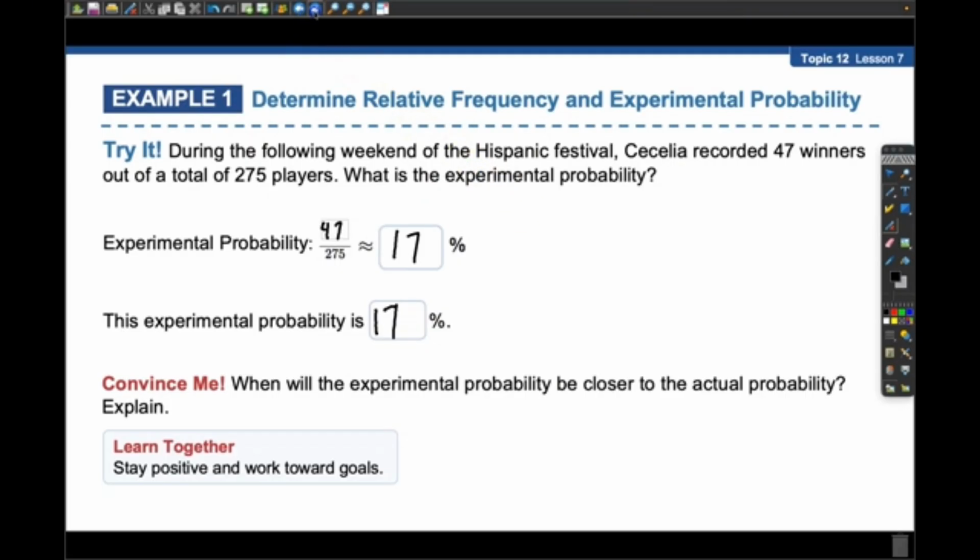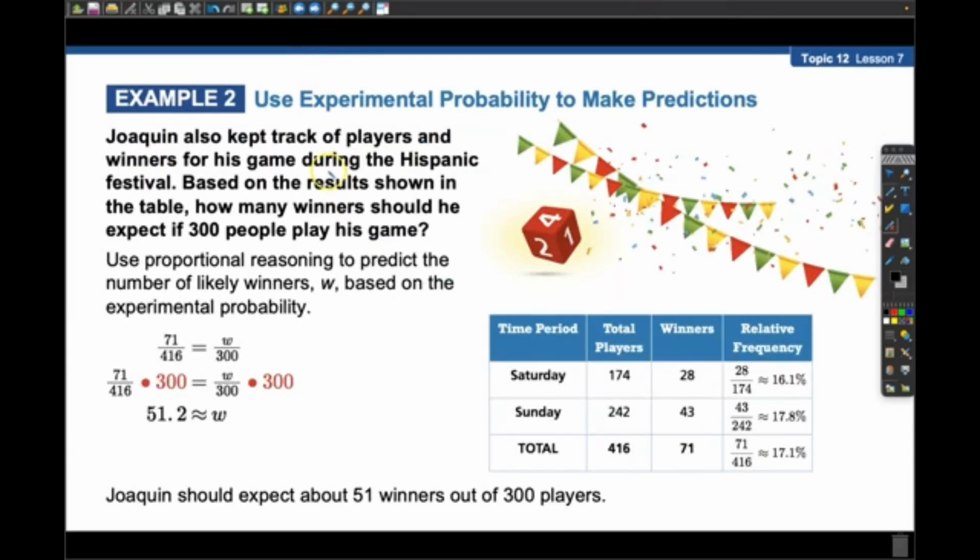All right. Example 2, use experimental probability to make predictions, okay? Joaquin also kept track of players and winners for his game during the Hispanic Festival. Based on the results shown in the table, how many winners should he expect if 300 people play his game? Use proportional reasoning to predict the number of likely winners, W, based on the experimental probability.